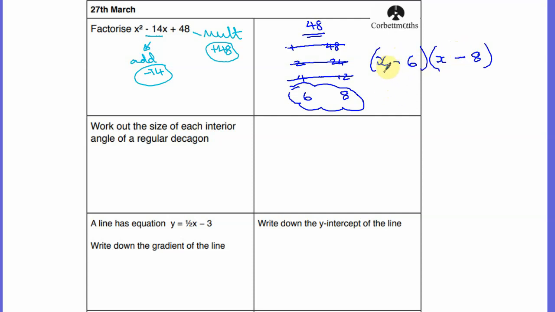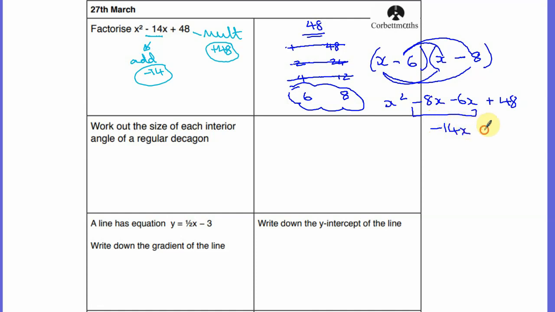Double check by expanding. So x squared minus 8x minus 6x and positive 48. These are going to join together to make minus 14x. So yep, I am happy that I've got that one right.